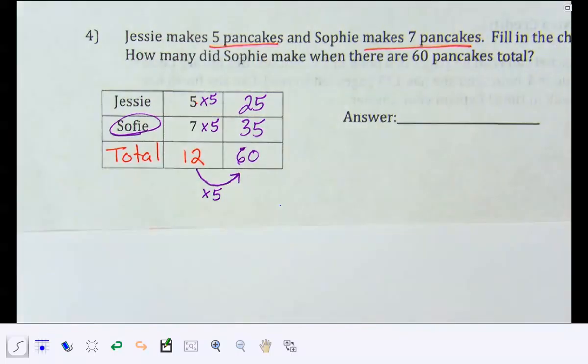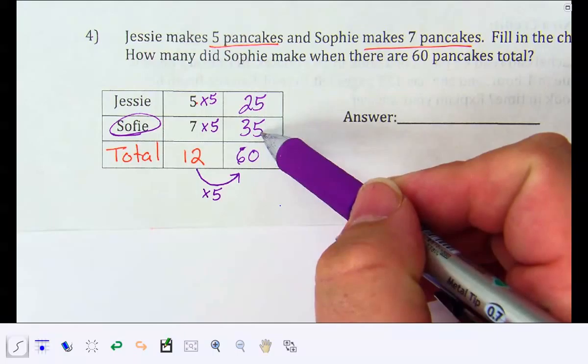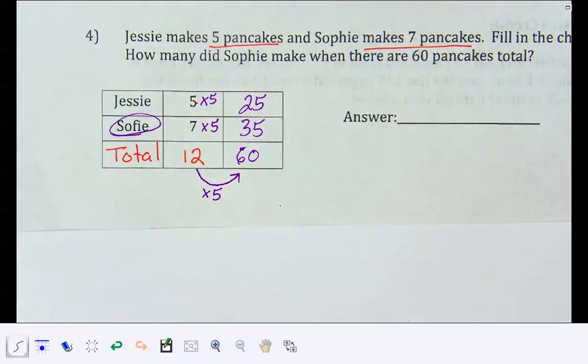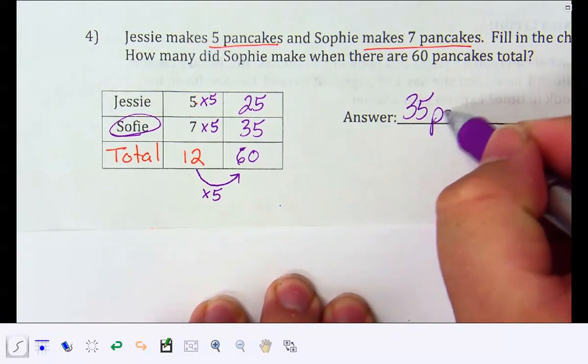And do make sure that your numbers add up. So 25 plus 35, when you add them up, should equal 60. And they do in this case. If not, you've made a mistake and you need to go back and look. So our answer for that is that when there's 60 total pancakes, Sophie made 35 pancakes.